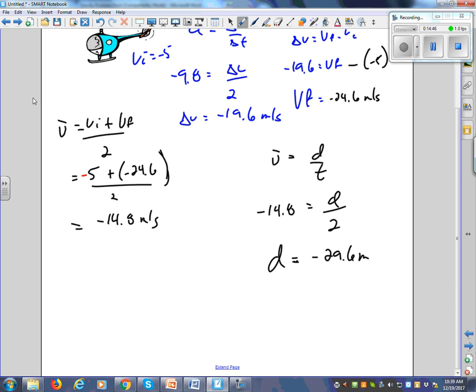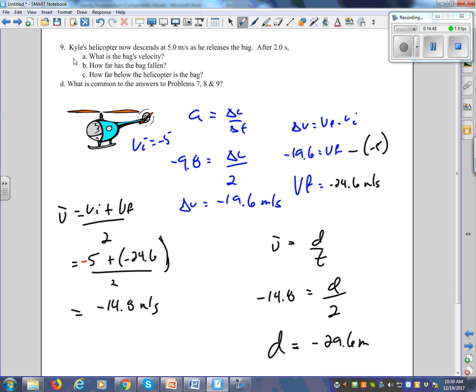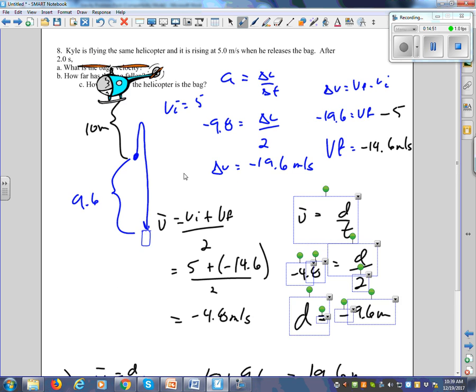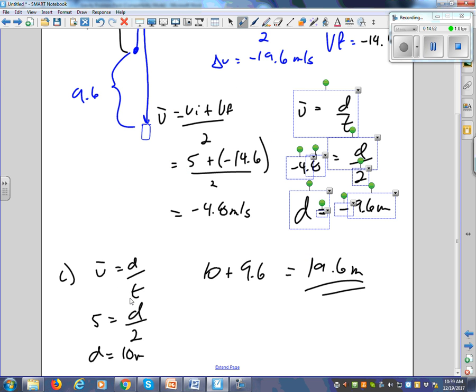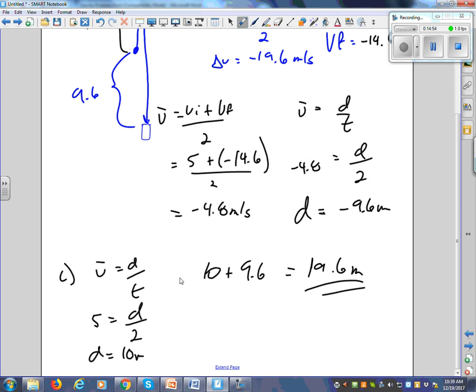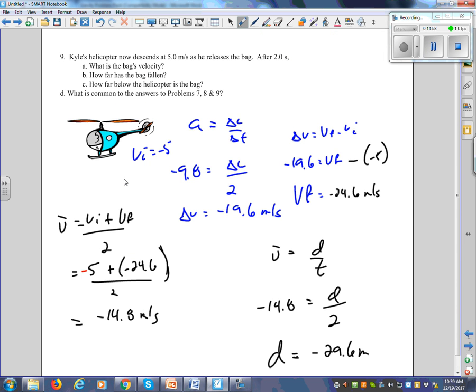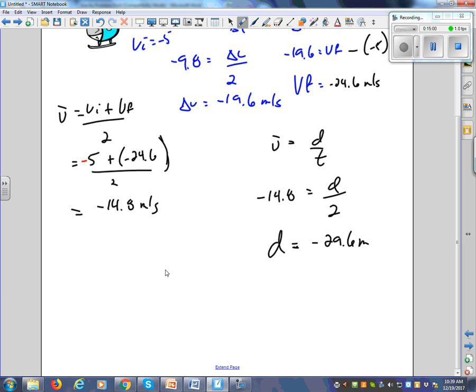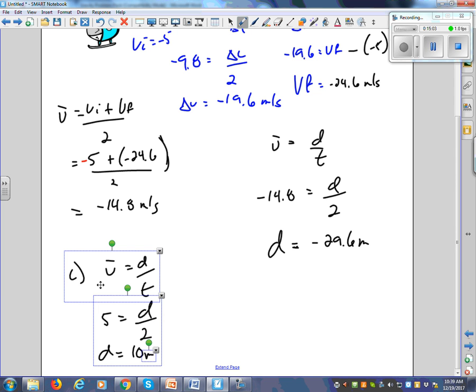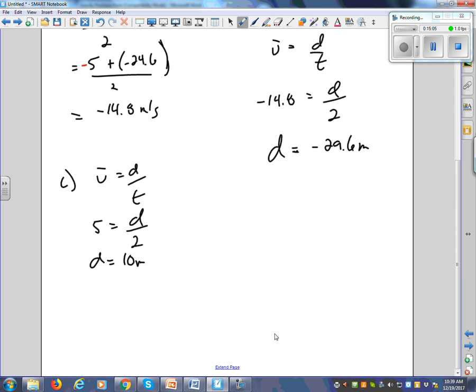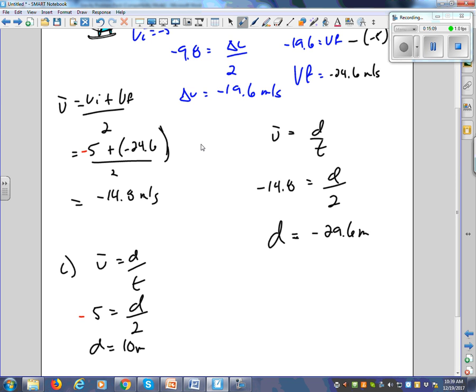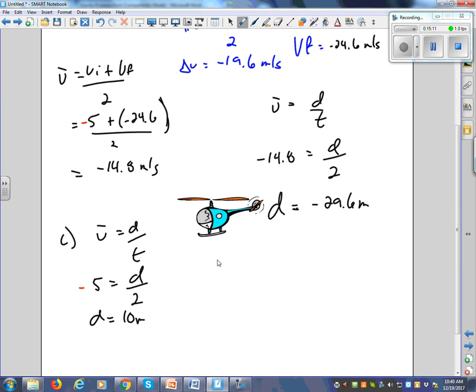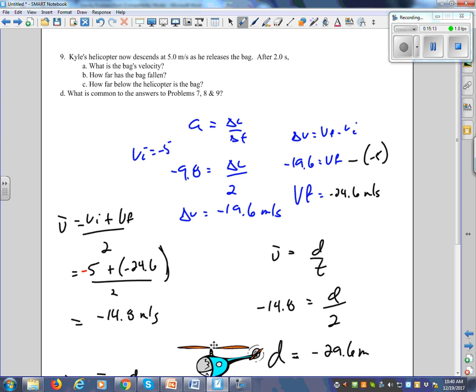And I think once again it asks, how far below the helicopter is the bag? Are the steps going to be the same? Yeah. Here's the helicopter's distance, except instead of being plus 5, it's going to be minus 5. Right? Let me bring my helicopter. I can do it up here, I guess. I'll start it up here. Right?